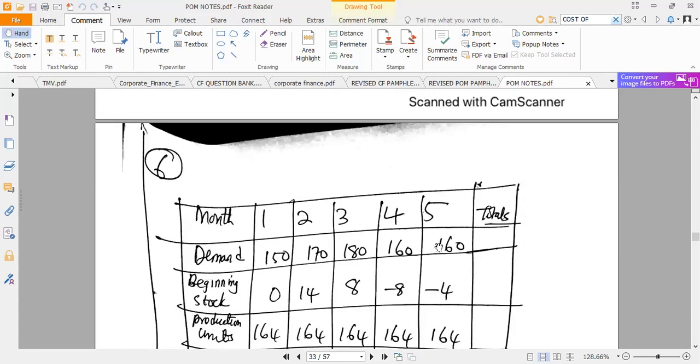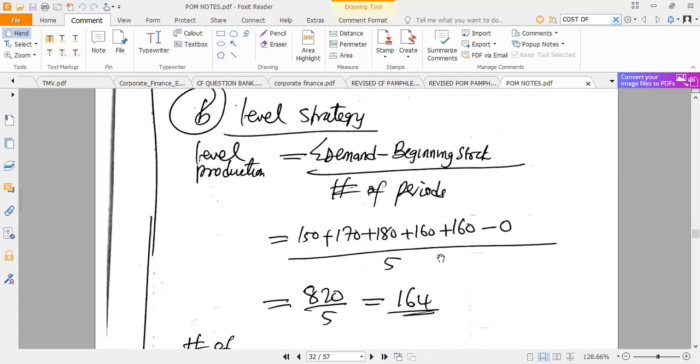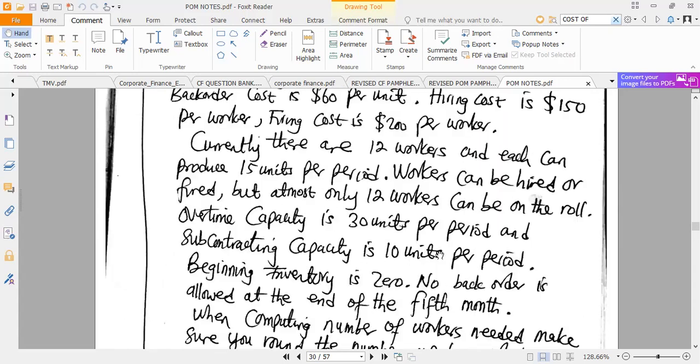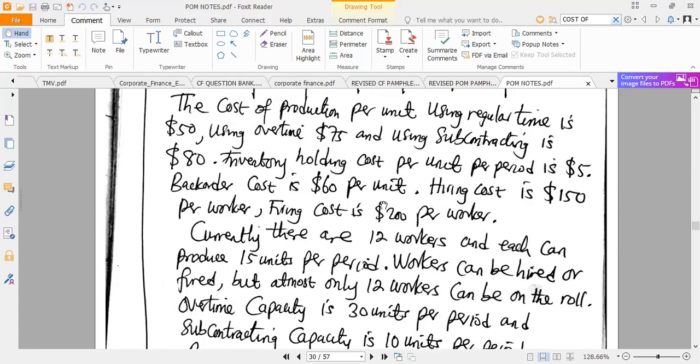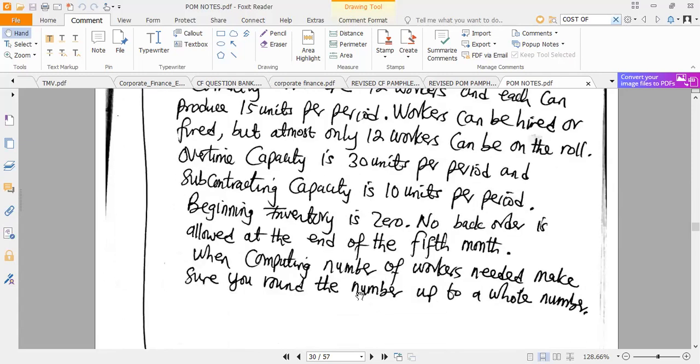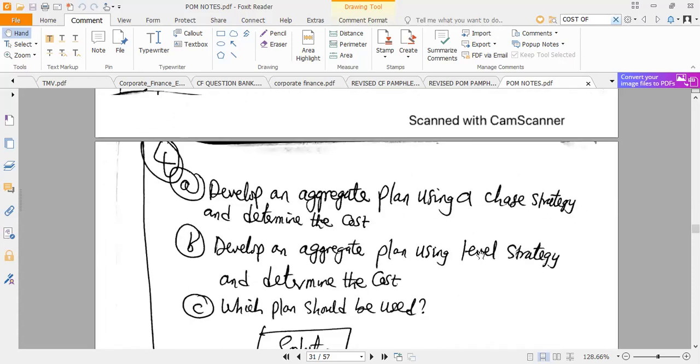Now, this reminds us of one thing that we need to understand here. The question says back order cost at the end of the period should be 0. They're saying no back order is allowed at the end of the 5th month. So there's no back order at the end of the 5th month. This is what it means.